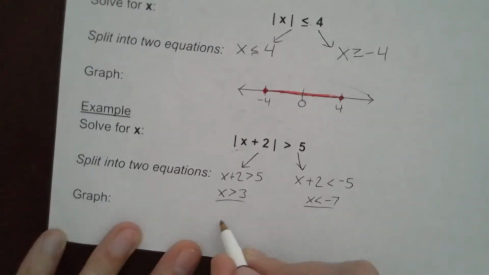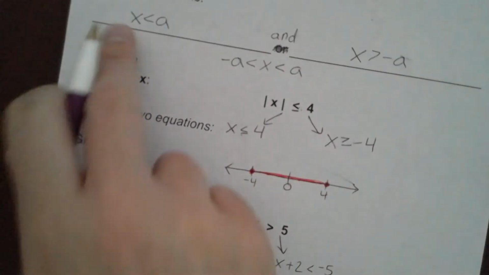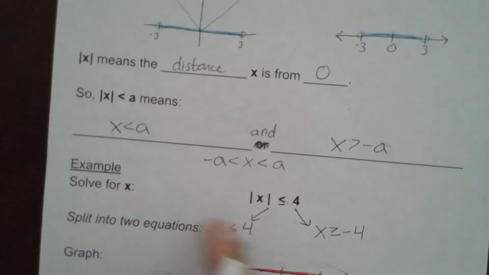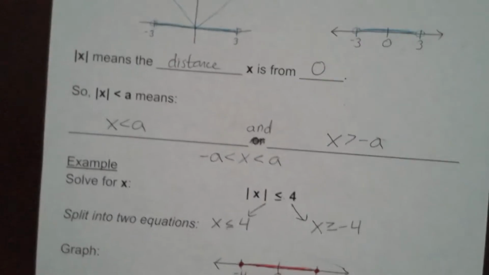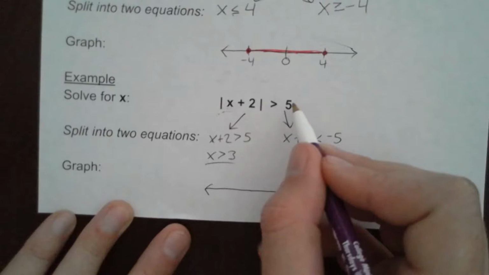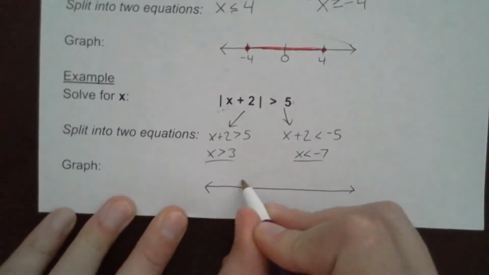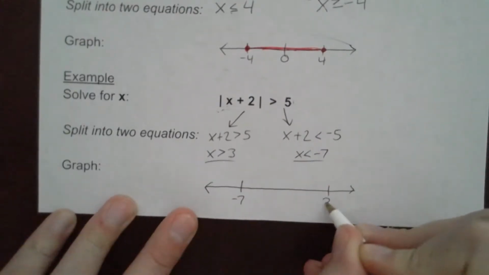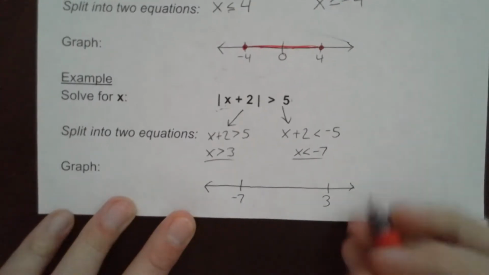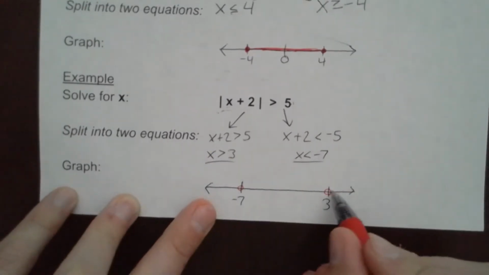Okay? So in this case, we're going to see something a little different. Up here we had absolute value of x is less than a, and so we had x is between -a and +a. Now in this case, we're starting with this absolute value being greater than a number. So we want the distance to be more than 5 away. So I'm going to graph -7 and 3 on here, because we're greater than 3 and less than -7. But our graph's going to look a little different. We got open dots, but we're greater than 3, so we're going outwards.